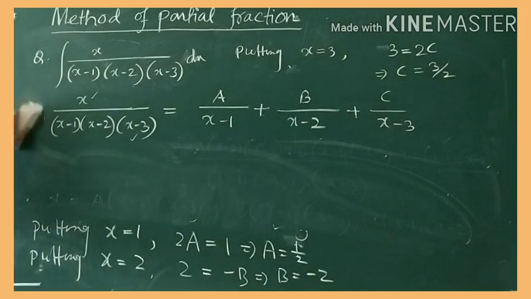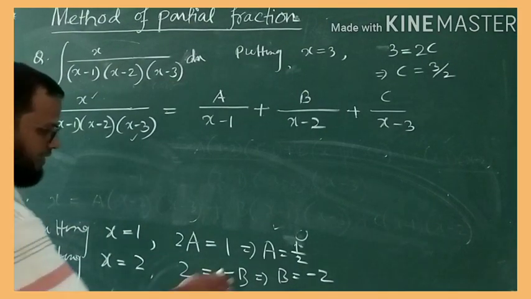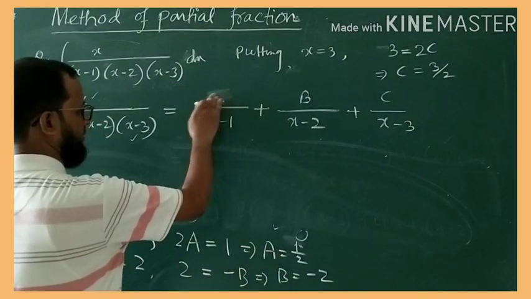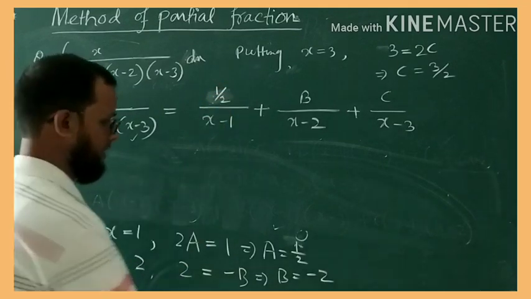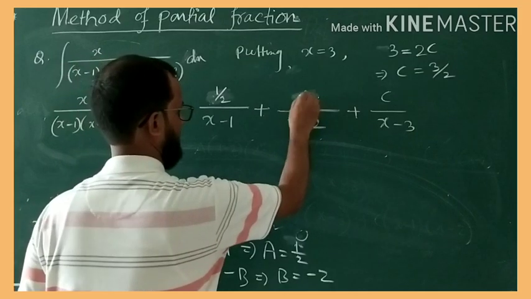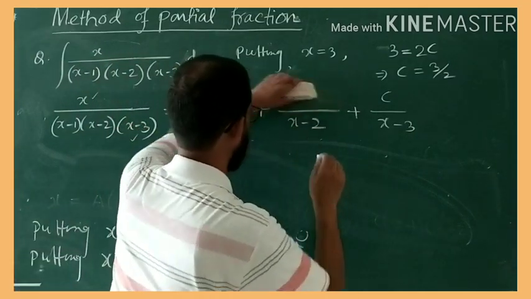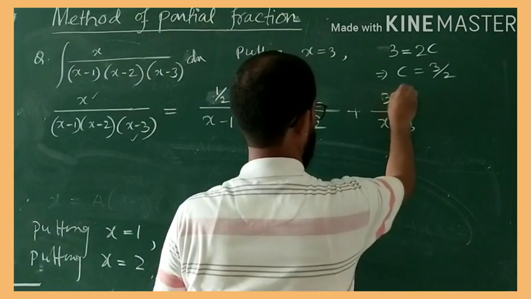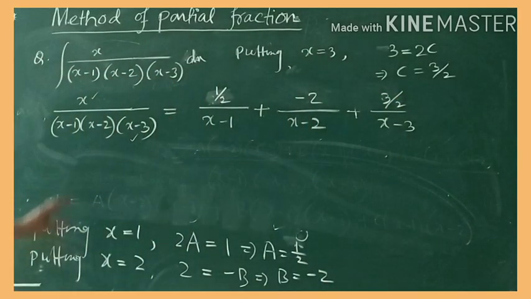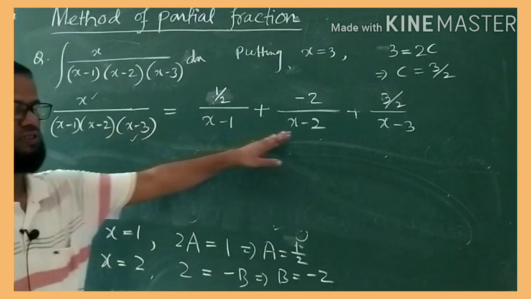Therefore, what is the value of a? a equal to half. What is the value of b? Minus 2. And what is the value of c? 3 by 2. Okay. Finally, your expression is resolved into this partial fraction.